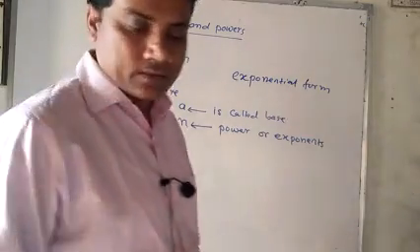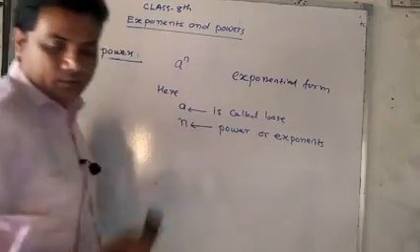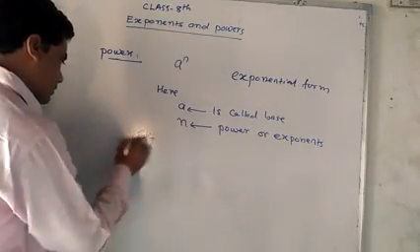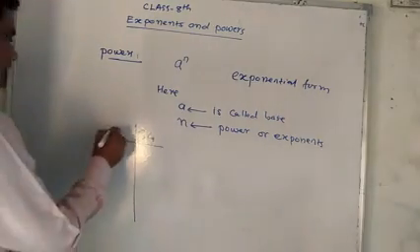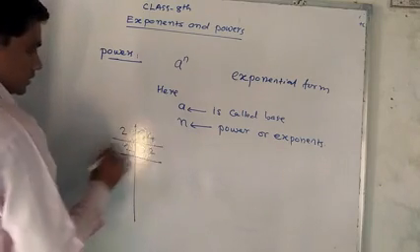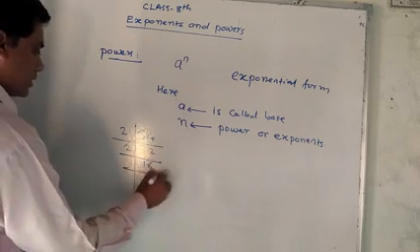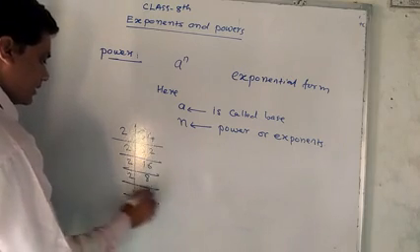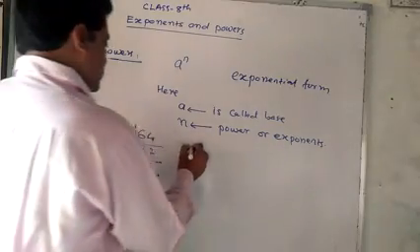For example, prime factor of 64. Prime factor of 64 means: 2 threes are 6, 2 twos are 4. Again it is divided by 2: 2 ones are 2, 2 sixes are 12, 2 eights are 16, 2 fours are 8, 2 twos are 4, and 2 ones are 2.